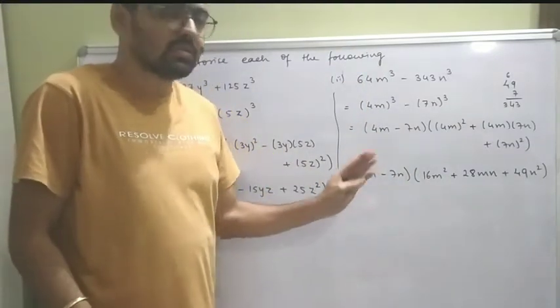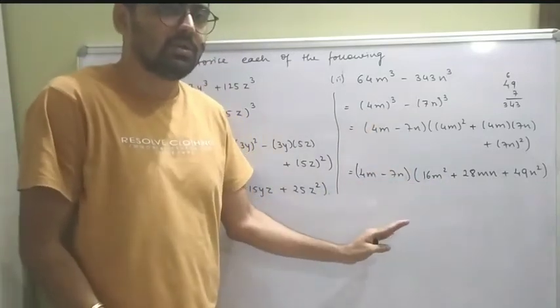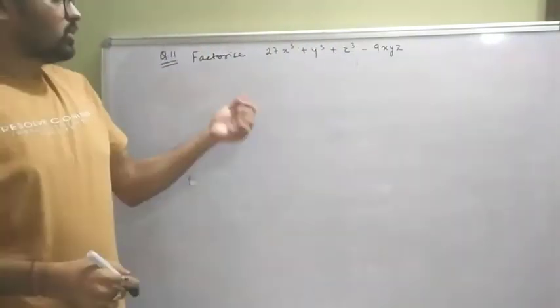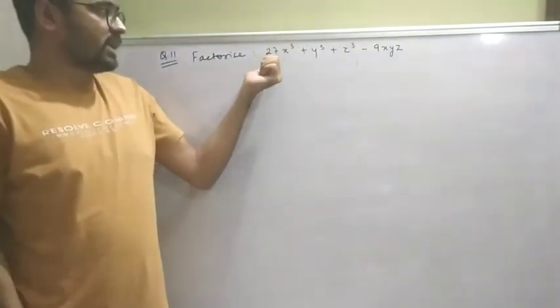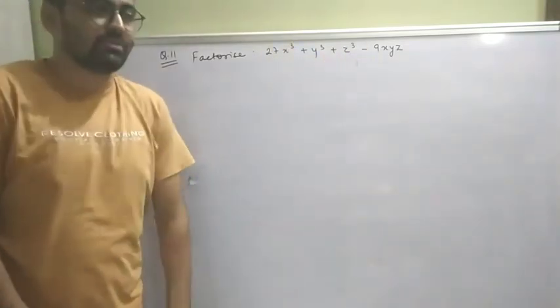See how easy it is. We don't have to worry about factorizing more than this. That's it. The sum is over. So please pause the video and note it down. Question number 11. Factorize 27x cube plus y cube plus z cube minus 9xyz.